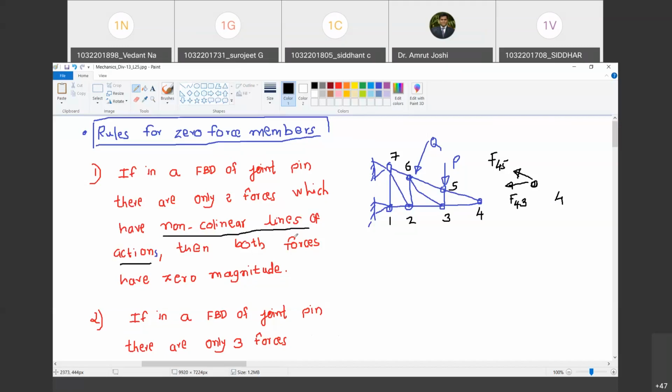Yes. So does it satisfy the condition given in point number 1? Yes. So what should be the forces in these two members? Both these forces must be 0. So this member must carry 0 force, and this member also must carry 0 force. Are you with me? Yes, sir. Now pay attention here. The same structure.